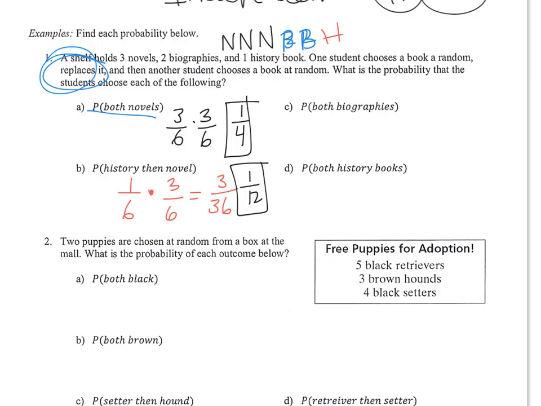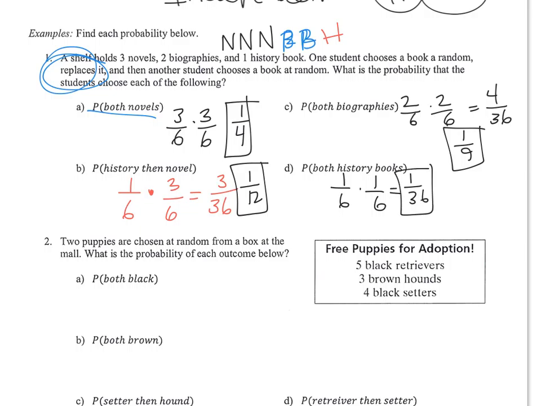What's the probability they're both biographies? So 2/6 times 2/6 is 4 out of 36, which is 1/9. What's the probability they're both history books? It's 1/6 times 1/6, which is 1 out of 36. So the word both means biography, then biography. This means history book, then history book. Both means two.